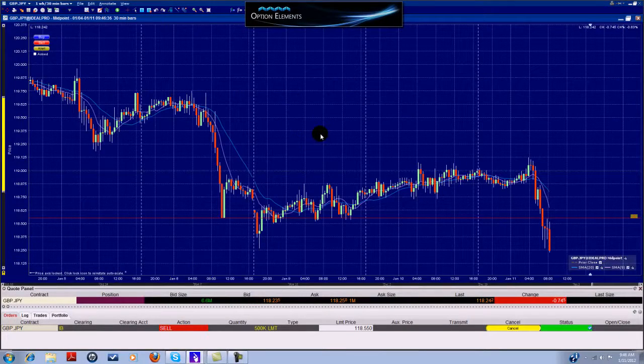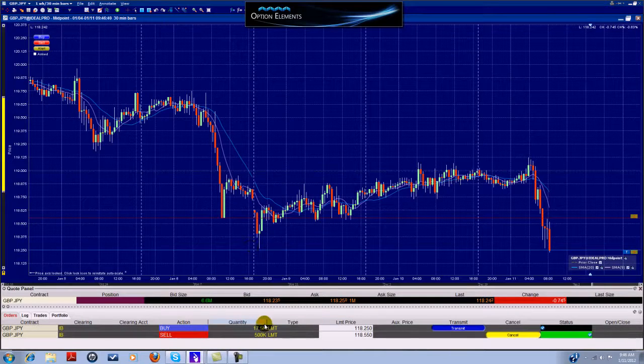Japanese yen. Let's put a buy order in on the yen. I like it right there.